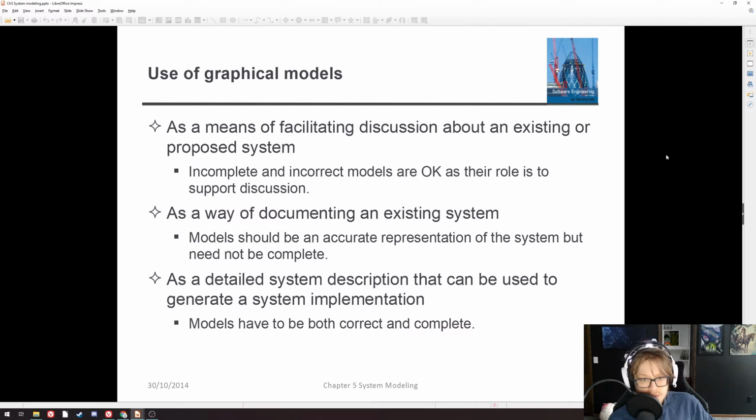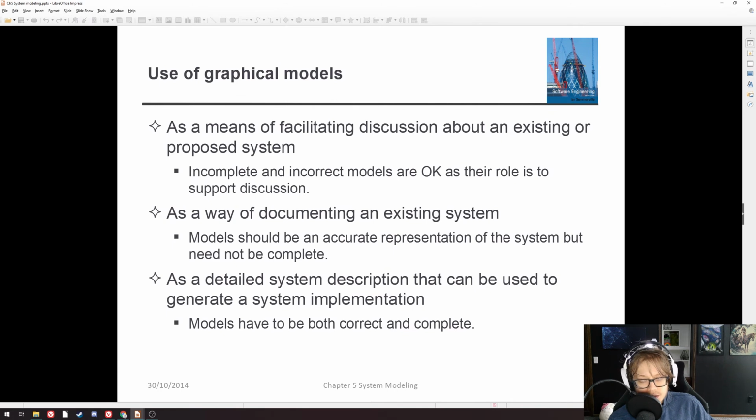They don't have to be perfect. They don't have to be 100% complete or model the system 100% accurately. The role of these diagrams is to provide a rough idea. They are useful in documentation because they are much easier to understand than language. And as a detailed system specification, you may want to use graphical models as well. Of course, in that case, they do have to be correct and complete, which means that you have to put a considerable amount of effort into them.